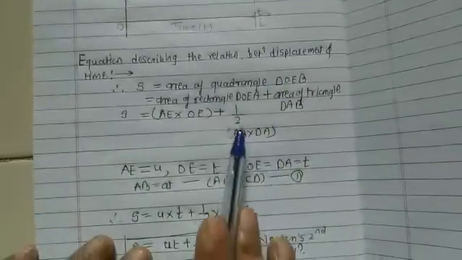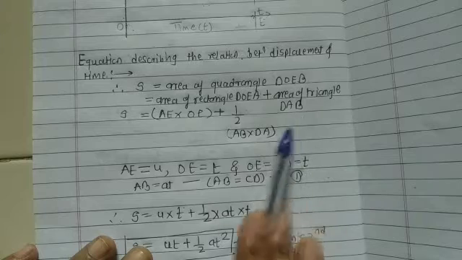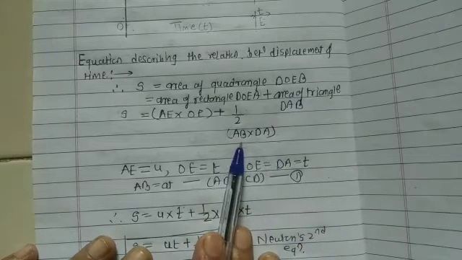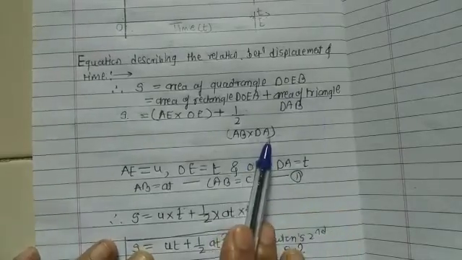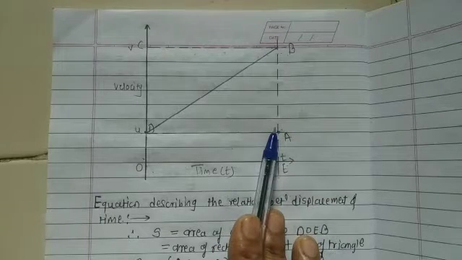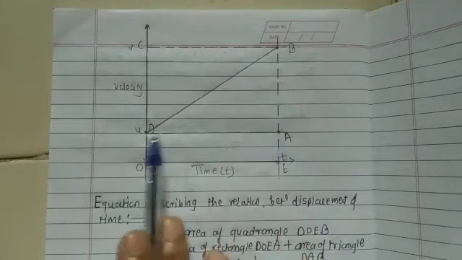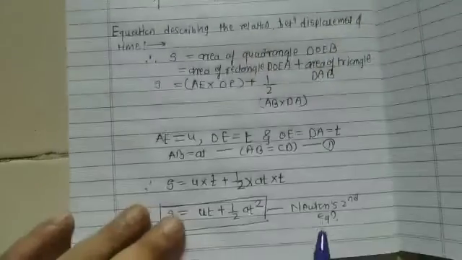Let us take next the area of triangle DAB. So 1/2 into base into height, that is the formula of area of triangle. AB into DA. AB height into base, that is AD. So we write it here.